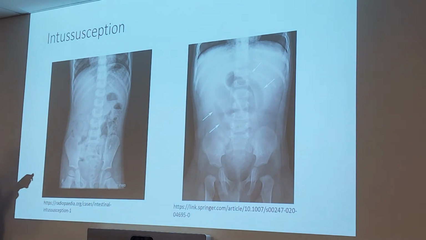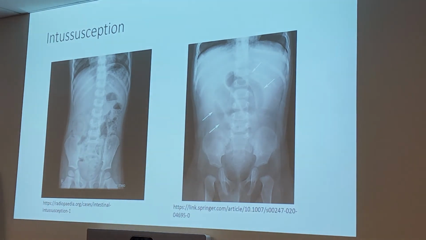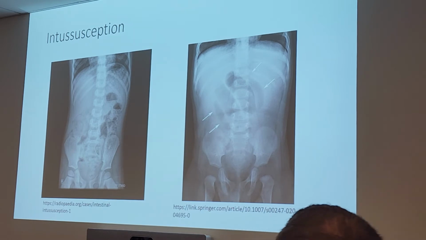So, do you see the ring-looking donut thing right here? Yeah, that's pretty big. So I believe that's the intussusception sign. Is that multiple or is it just one? It's just one big one.